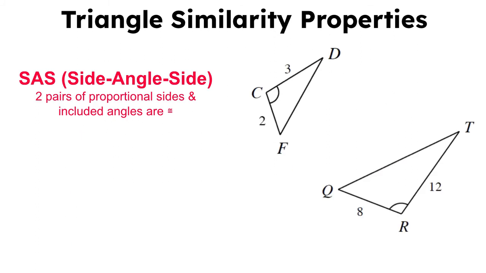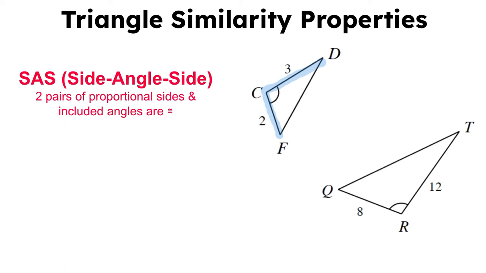The last one that we're going to look at here is called side, angle, side. So what that means is that you have two pairs of sides that are proportional again, and then the included angle is equal. So the included angle is the angle that connects the two sides together. So in this smaller triangle, we know this side FC and we know side CD. They're connected here at angle C. That's the included angle.